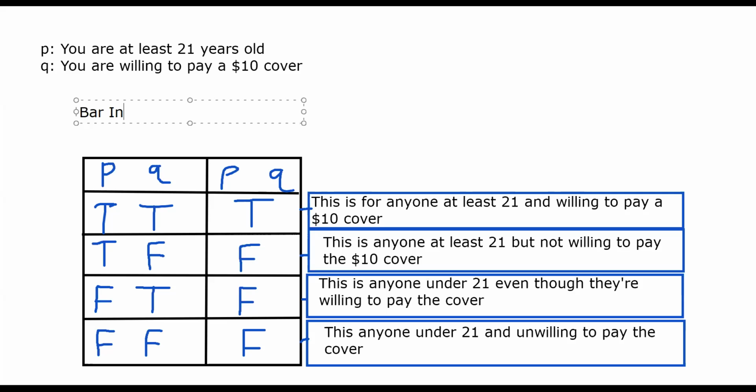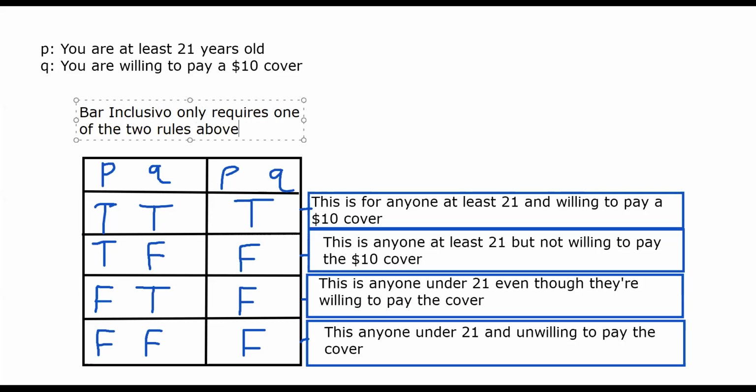Now, bar inclusivo only requires one of the two rules above for you to be able to get in. Bar inclusivo, we're going to say the or now, not the and, we're using the or. The rules are still going to be you're at least 21 or you're willing to pay a $10 cover. Why might a bar do this? Well, there are some bars who allow 18, 19, and 20-year-olds in. You're still an adult.